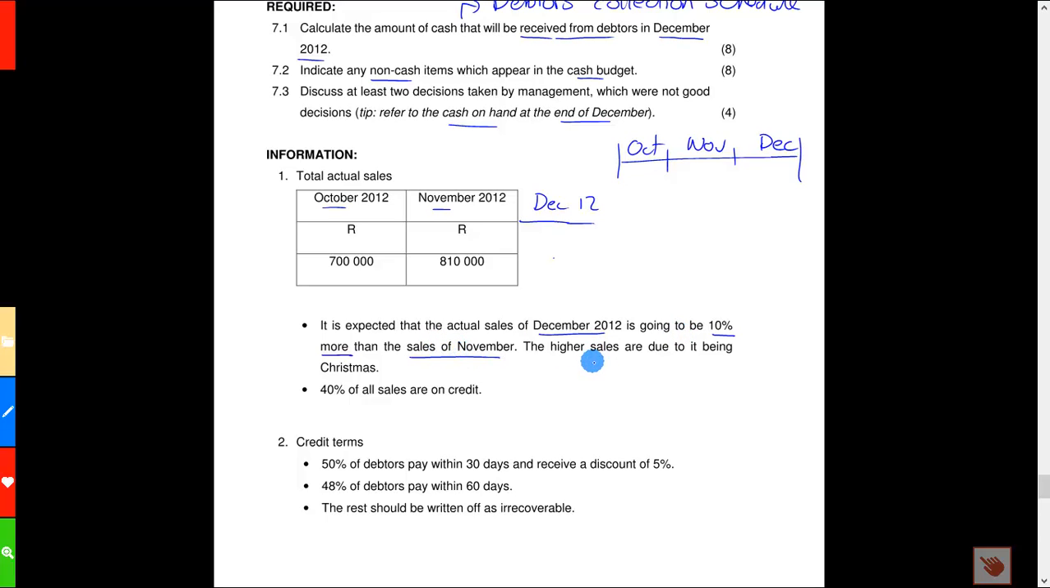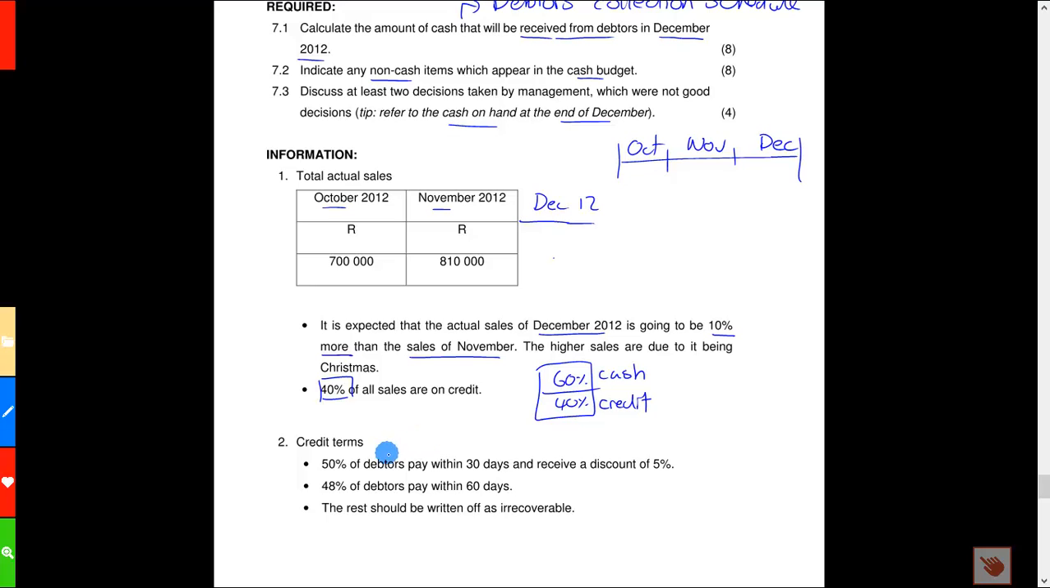The higher sales are due to it being Christmas. Okay, so that makes 100% sense. More sales in December because of Christmas time. And then 40% of all sales are on credit. So we've got our total sales and 40% of that is going to be credit. What does that mean for the remaining 60%? And that is going to be cash sales.